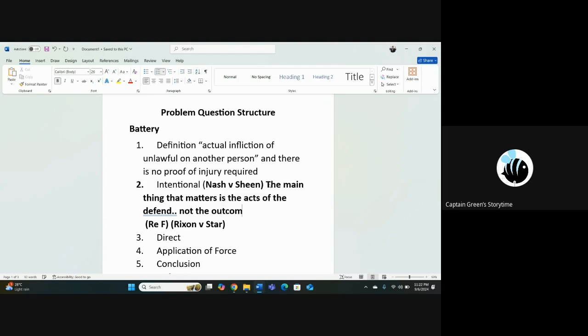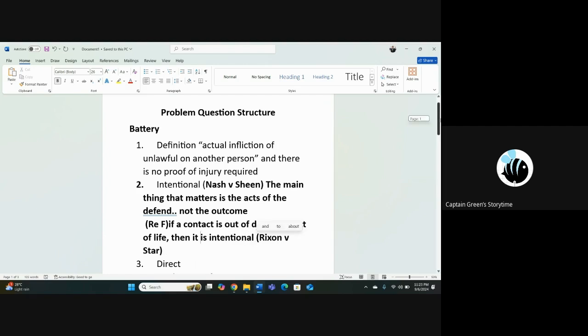Okay, then we also studied a case where it was stated that battery may constitute an intentional contact that was not generally accepted in the ordinary conduct of life. For example, if a contact is out of the daily conduct of life, then it is intentional. You must note down this point. Perfect. These are the two most important cases for battery.